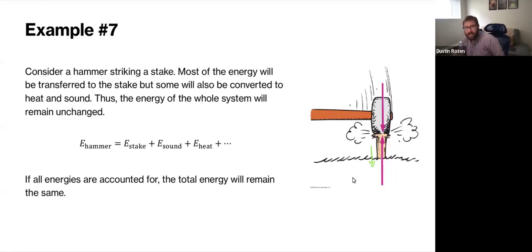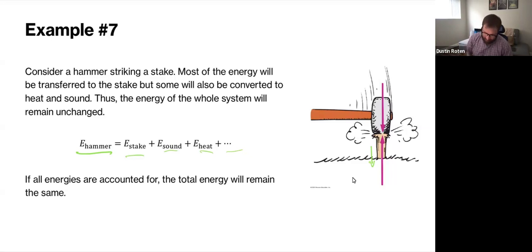Most of the energy is transferred to the stake, but if you've ever hammered one of these in, you know that if you hit it frequently enough, your hammer will get a little hot or warm due to the hitting, and then you'll also hear a sound. So both of those are kind of like friction. They're sort of taking energy out of the system. So we have the initial energy of the hammer as it comes down. Most of that goes into the energy that's given to the stake, but we also have some of that energy going into sound, and some going into heat, and some going into just other things we're not considering right now.